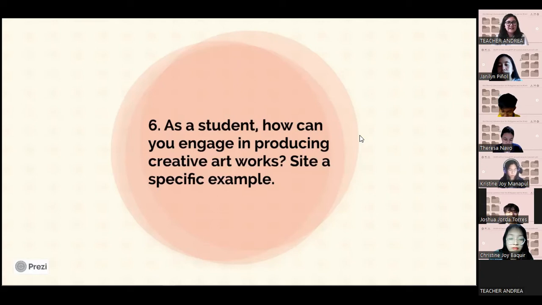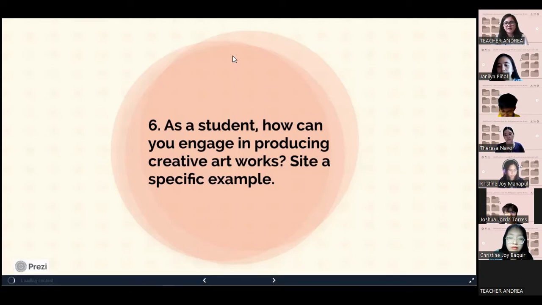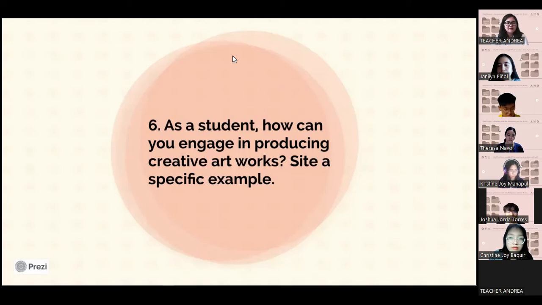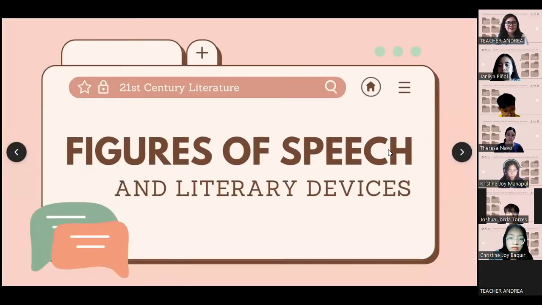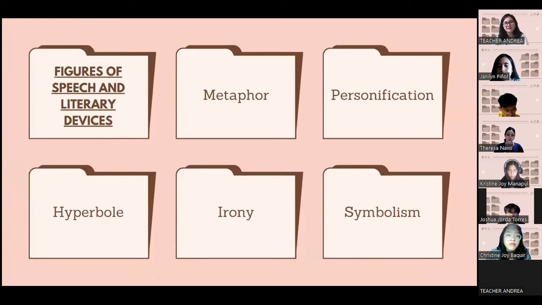And with that, we can now move on to our discussion with figures of speech. So in here, we are only going to tackle five common figures of speech and literary devices that are commonly used in writing poems or in writing different forms of text such as essays, short stories, and such like that. And for figures of speech, we are going to discuss metaphor, personification, hyperbole, irony, and symbolism.